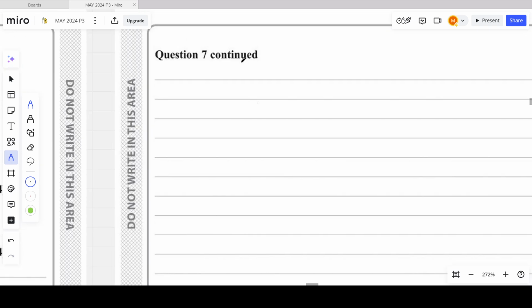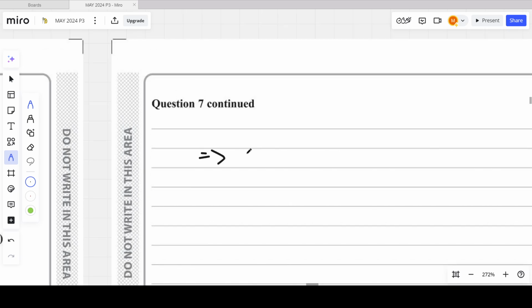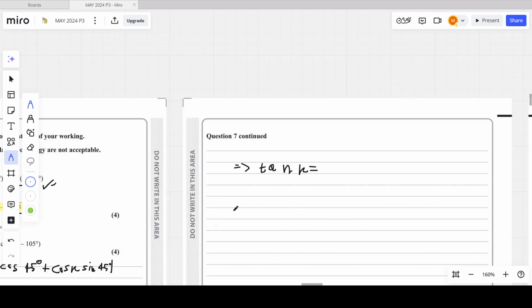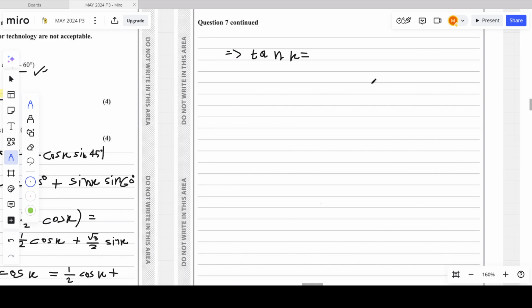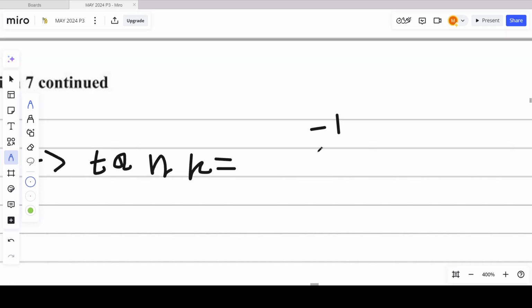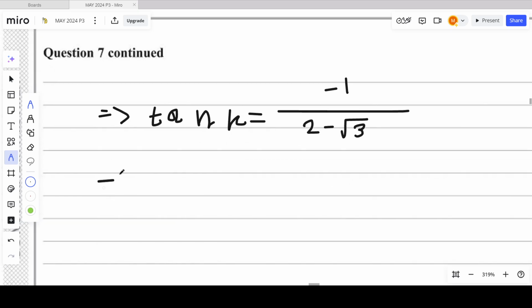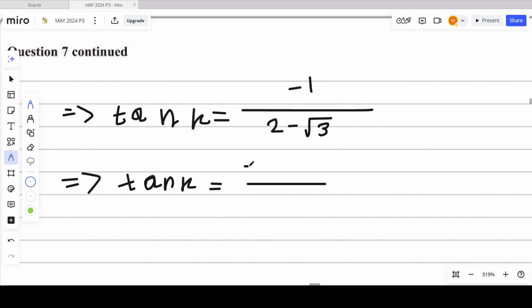Now we just make tan x the subject. So tan x equals negative 1 over 2 minus square root of 3. Now rationalize the denominator. To do that, we need to multiply the numerator and the denominator by its conjugate pair. So that would be 2 square.